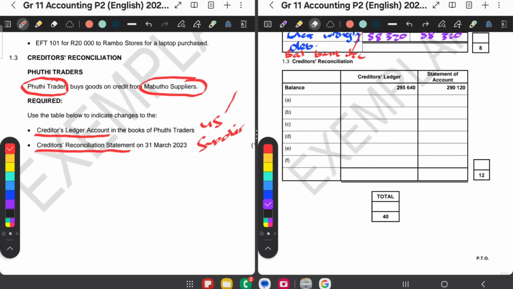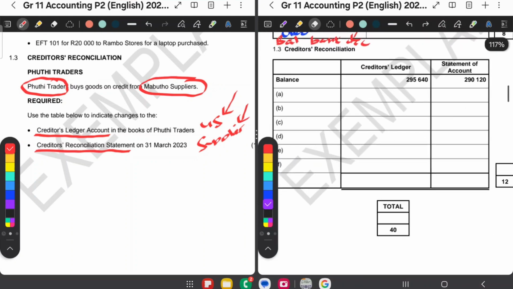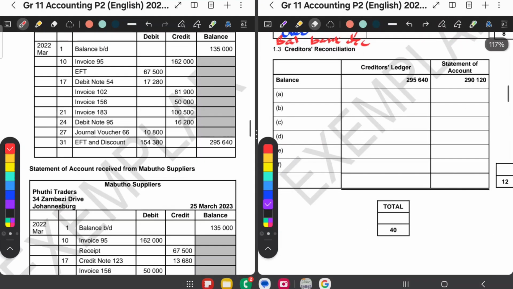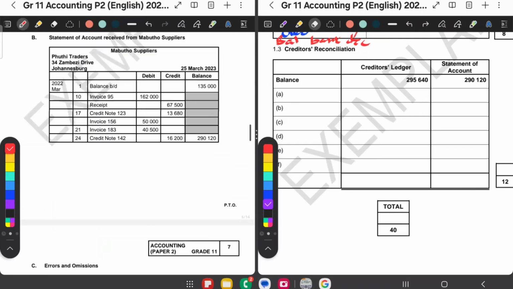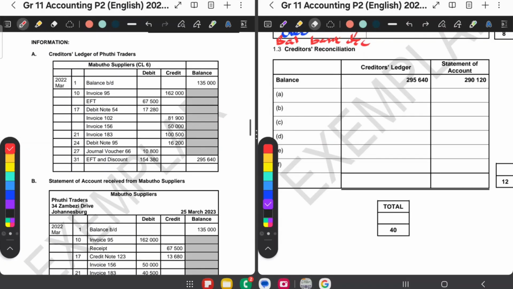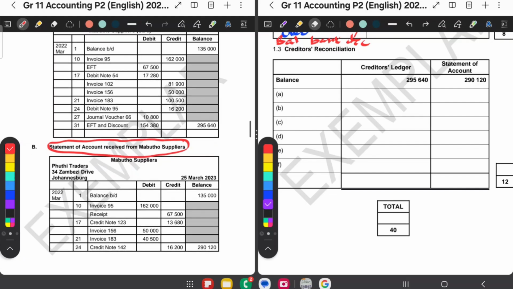So if we make a mistake, it goes there. If they make a mistake, it goes there. So here in your answer book, can you see there's the table? We're going to look at the information and see what happened here. First they give us the statement and the ledger. So this is the ledger, and this is the supplier. This is our books, so this is us. And this is the statement we receive from them. So this is them.